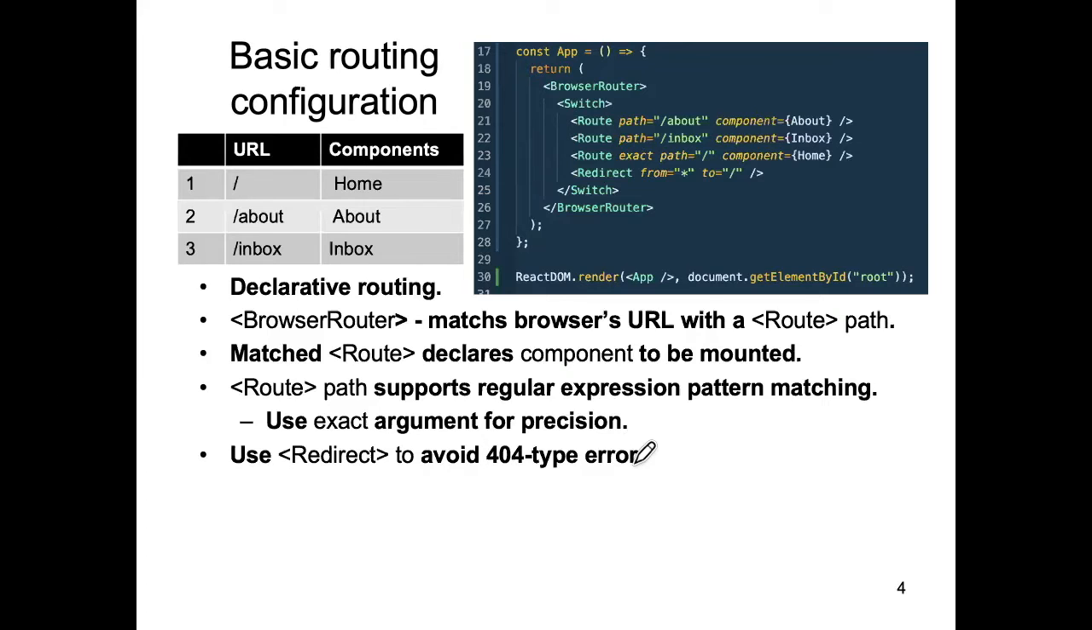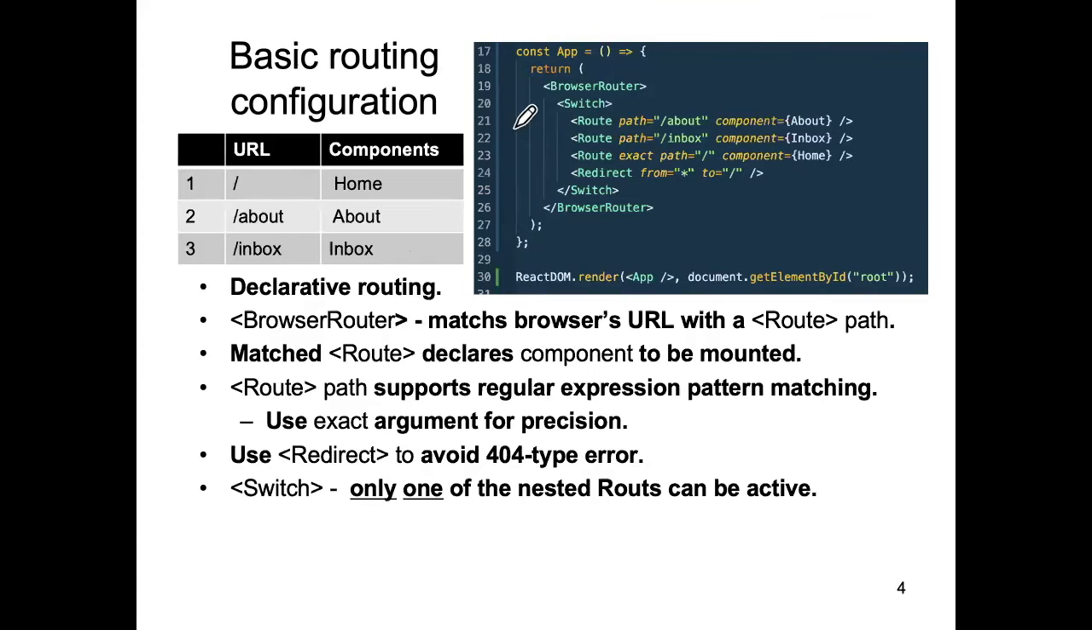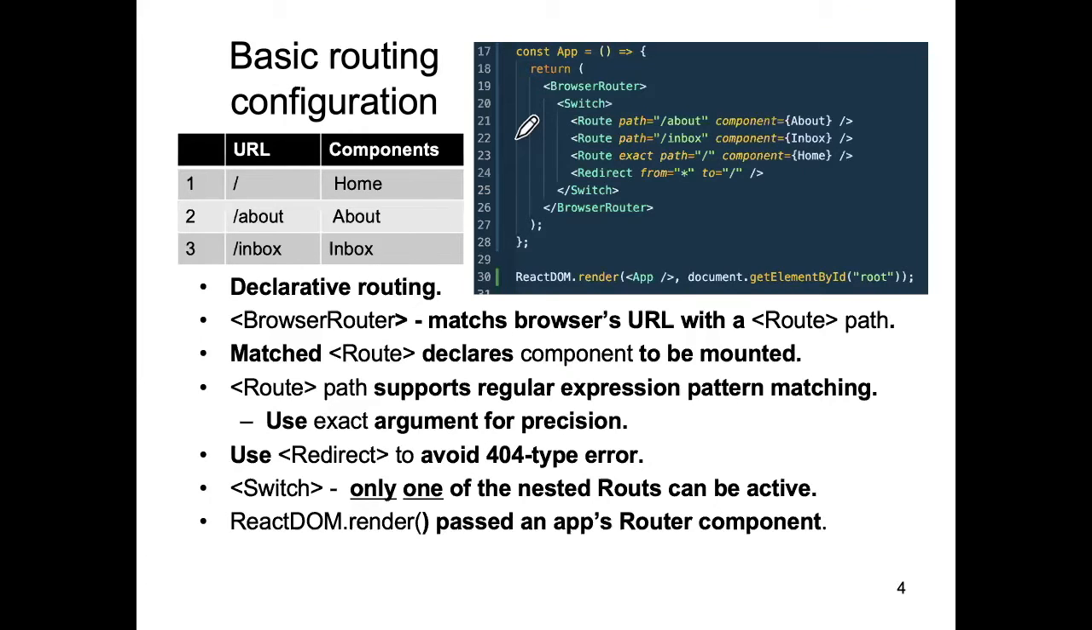And I've already mentioned the purpose of the redirect component in that configuration. The switch statement only allows one of the routes to be active. So if we didn't have the switch, then in general, maybe more than one of my routing entries here might actually be active at any one time. It's very rare that you would want that behavior, though. We tend to wrap them in a switch all the time. Anytime I've seen routing configuration, it tends to be always wrapped in a switch statement. And that's the React DOM.